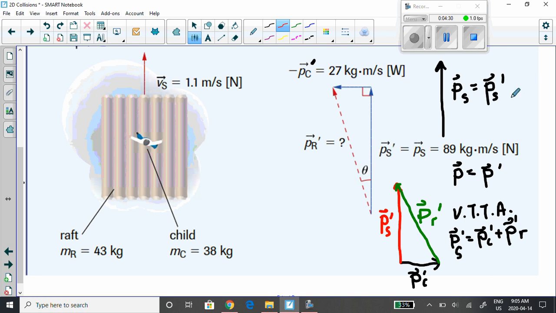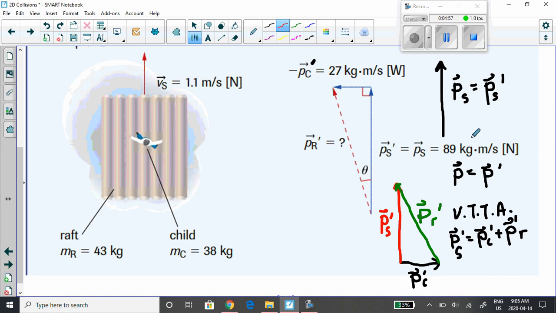Well, they've drawn this vector right here, which they're calling momentum of the system afterwards, meaning the momentum of the system as the child starts to walk. It has to equal the momentum of the system before the child is starting to walk. And they calculated that, and I hope you read about that.